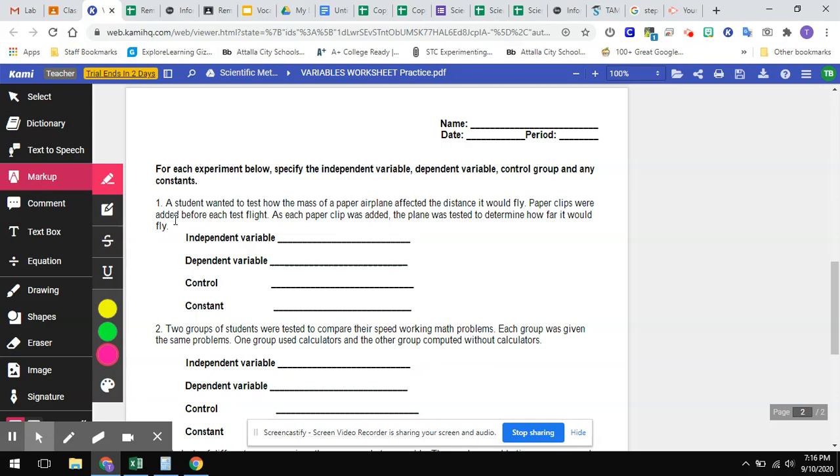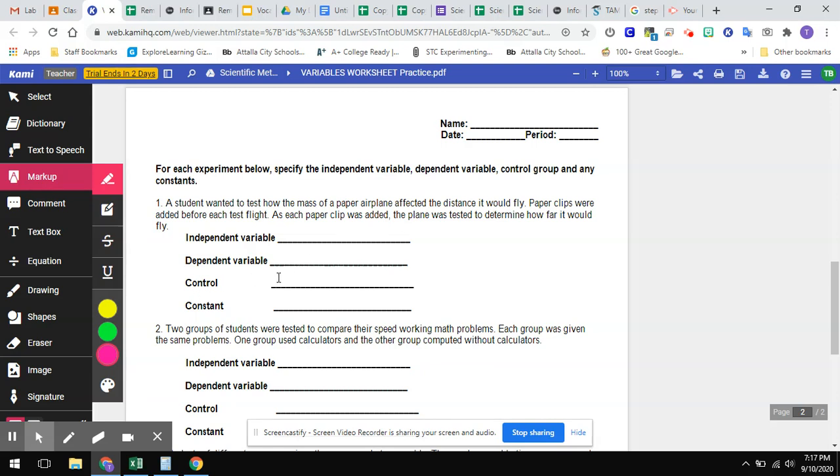So if we look at this one right here, a student wanted to test how the mass of a paper airplane affected the distance it would fly. Paper clips were added before each test flight. As each paper clip was added, the plane was tested to determine how far it would fly. The first sentence is the actual thing where you're going to get your independent and dependent variable. So the mass of the paper airplane is going to be your independent variable. What am I going to be measuring? The distance it can fly.